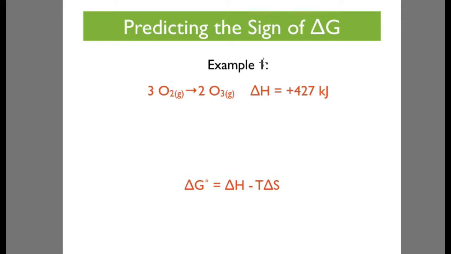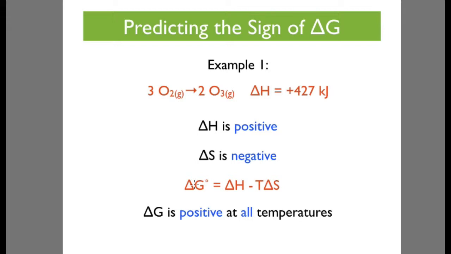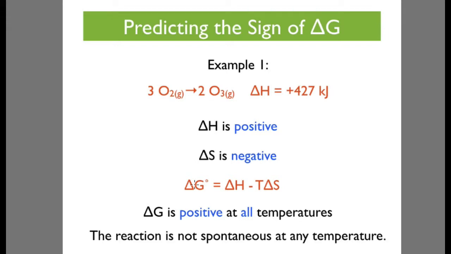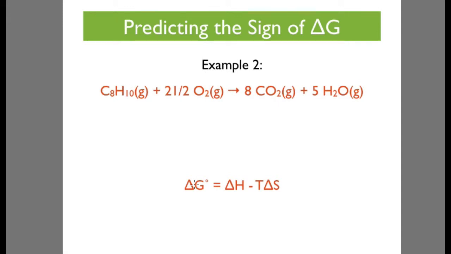Example 1. Got oxygen going to ozone here. Delta H is positive. Delta S is negative. You've got 3 moles of gas going to 2 moles of gas, so it's going to be negative. And so you've got positive delta H and negative delta S. Negative times a negative is going to give another positive, so you're going to get a positive delta G. Positive at all temperatures. The reaction is not spontaneous at any temperature. Predicting the sign of delta G.